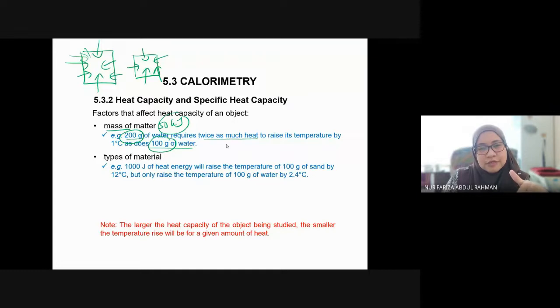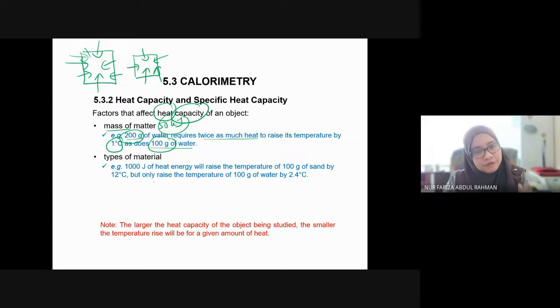So yang mana yang akan meletup dulu kes ni? Meletup tu as in temperature yang akan naik dulu. You lah yang akan meletup dulu sebab you punya ketahanan, capacity stress you is very low. Okay, so itu maksudnya capacity. Tadi stress capacity, this one heat capacity.